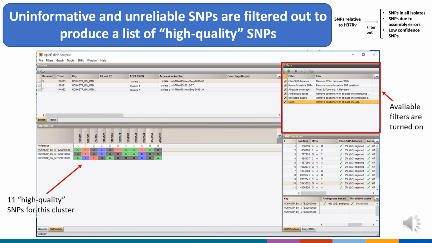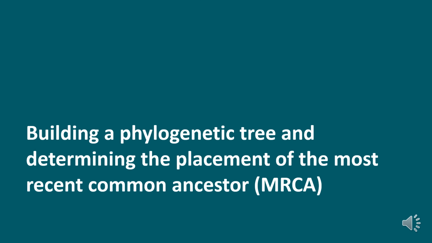So then, if we put on all the filters, you can see in the red box on the right that they are all checked now. We narrow down to a short list of informative and reliable high-quality SNPs. In this case, we are left with 11 high-quality SNPs for this cluster. In the next section, I will describe how we build a phylogenetic tree and determine the placement of the most recent common ancestor, or MRCA.